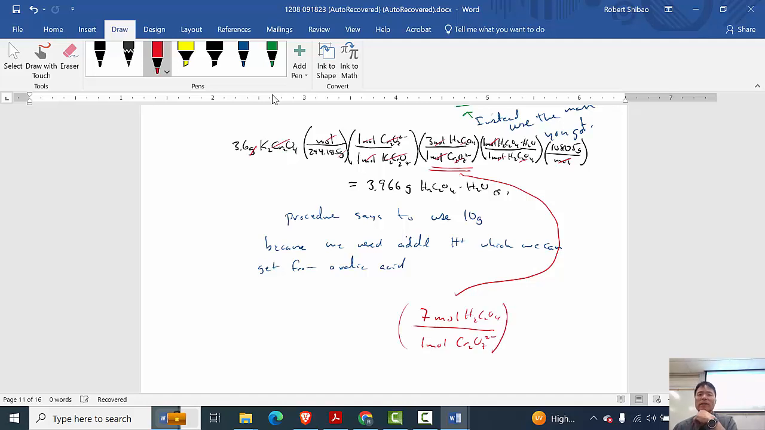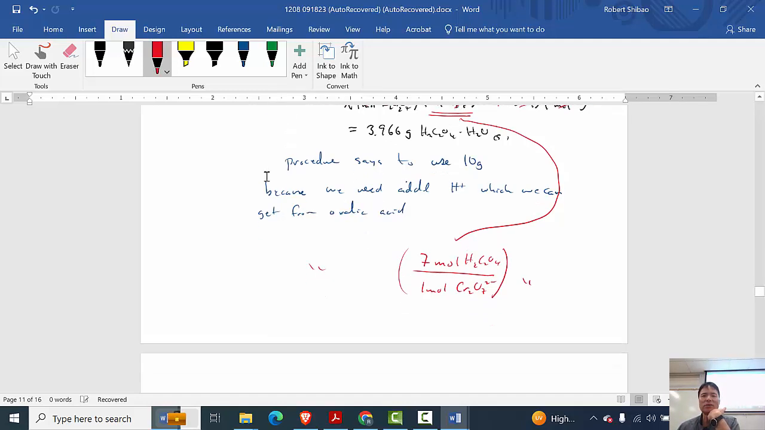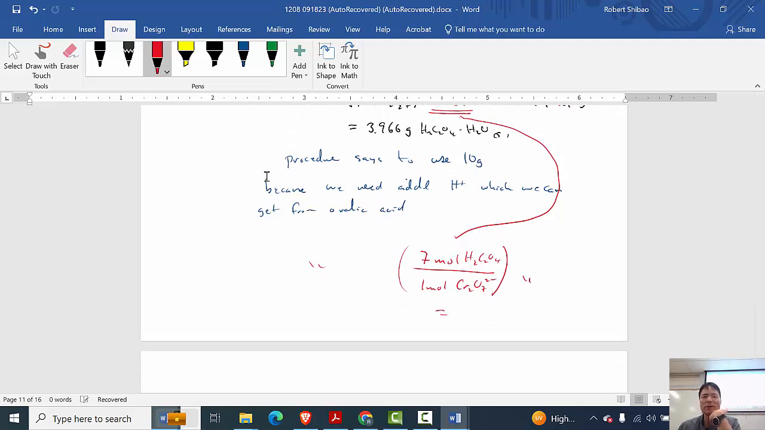And that should give us the correct number of H pluses. Everything else is the same. So if we do this, how many grams does this come out to? And so I'm going to take the last number I had, 3.966, and then I'm going to multiply that by 7 divided by 3.